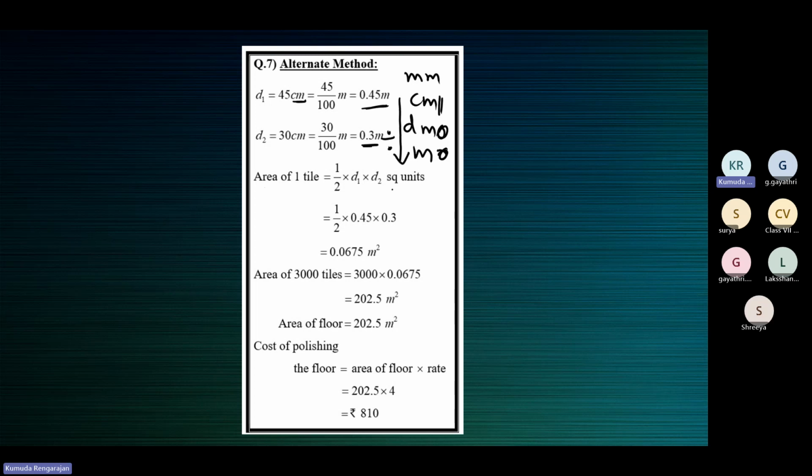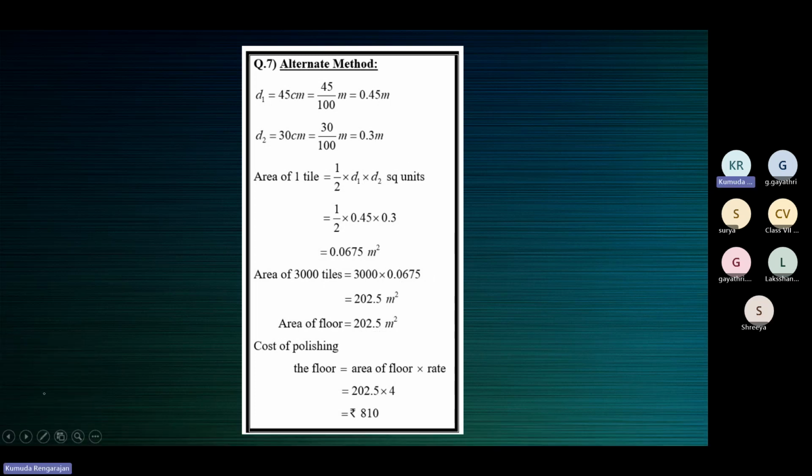Now the area of one tile is half D1, D2: 0.45 into 0.3. So you get so many meters square, because the diagonal lengths are already in meters. This is the area of one tile. For 3,000 tiles, it will be 3,000 into this number. The floor has 3,000 tiles, so it will be 3,000 into the area of one tile, which is the area of the floor.